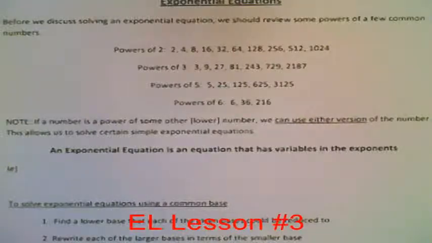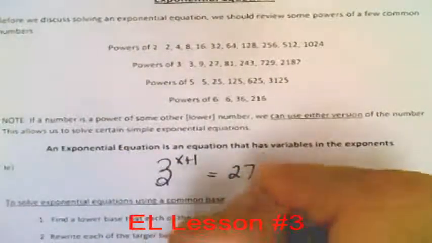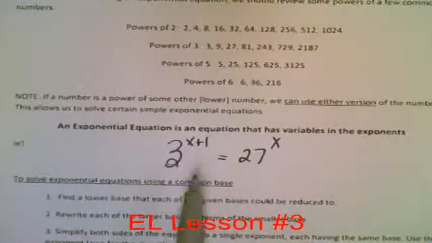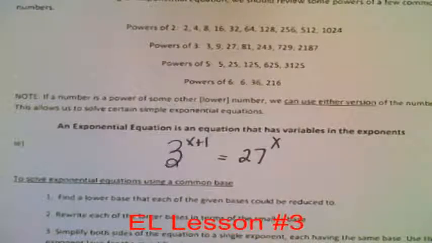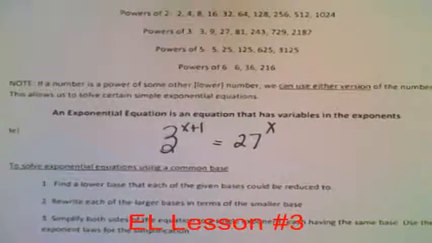Now, the reason I point those things out is an exponential equation. What am I trying to do? Now this would be an exponential equation: 3 to the power of x plus 1 equals 27 to the power of x. That's an exponential equation, because the x, the variables, the unknowns, however you want to look at it, are in the exponent portion of this equation. It's still an equation. I still know such and such equals such and such. But I've got x's in the exponents.